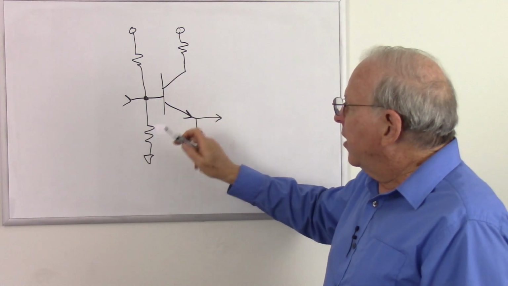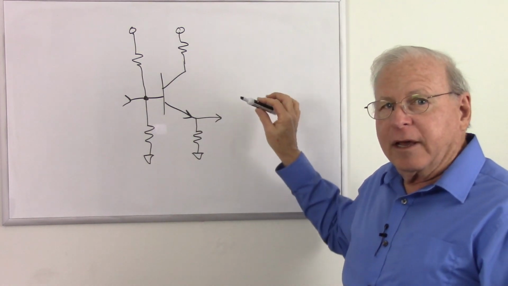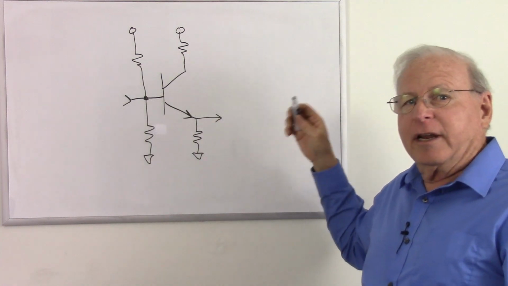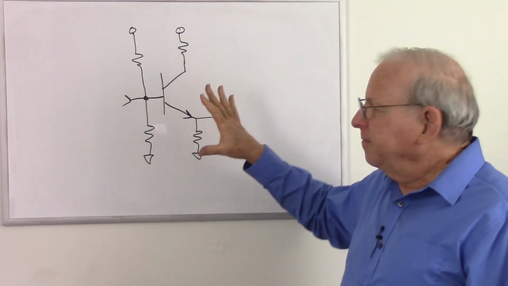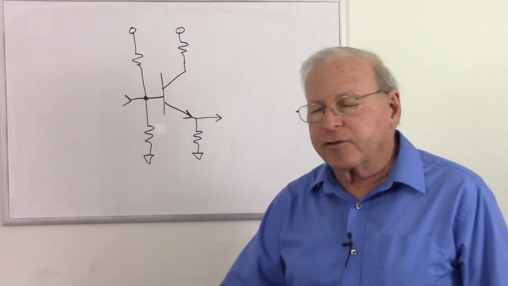How do we know this is a common collector circuit? Because the output is on the emitter. So once again, output on the emitter, common collector. So there's the more complex version of the common collector circuit.